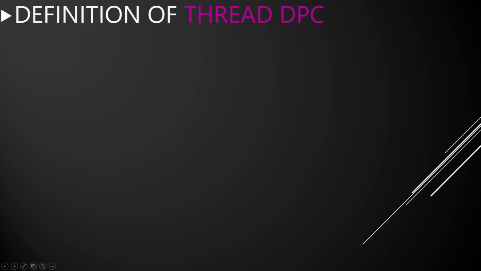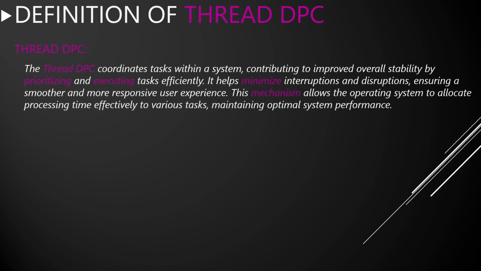The last mechanism is Thread DPC. So let's see the definition. Thread DPC coordinates tasks within a system, contributing to overall stability by prioritizing and executing tasks efficiently. It helps minimize interruptions and disruptions, ensuring a smoother and more responsive user experience. This mechanism allows the operating system to allocate processing time effectively to various tasks, maintaining optimal performance.